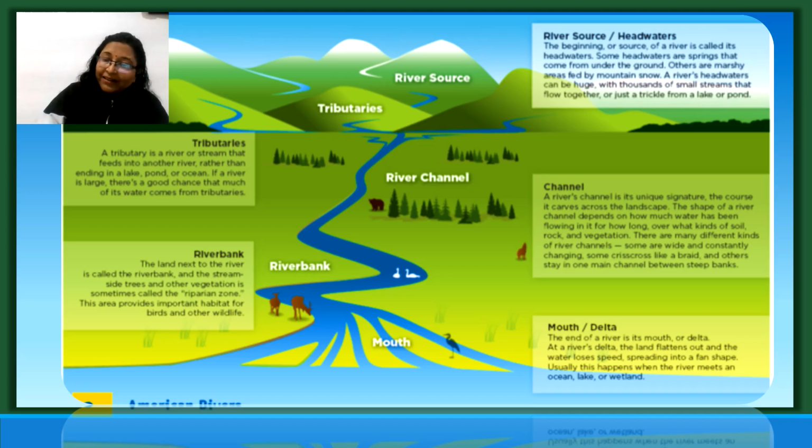Then we have river banks. So all the sides or the periphery of the river we call river banks. So these are basically the land next to a river, and these usually have a lot of vegetation, and that vegetation sometimes we call riparian habitat. And then once the river comes closer to the ocean, this part of the river is called the mouth.